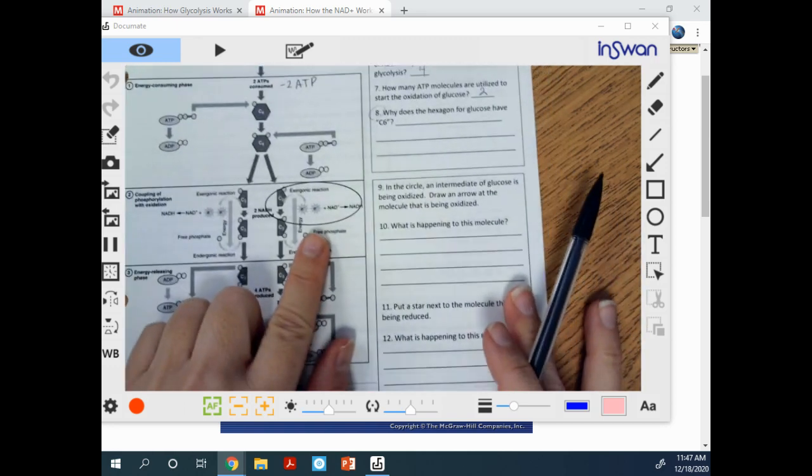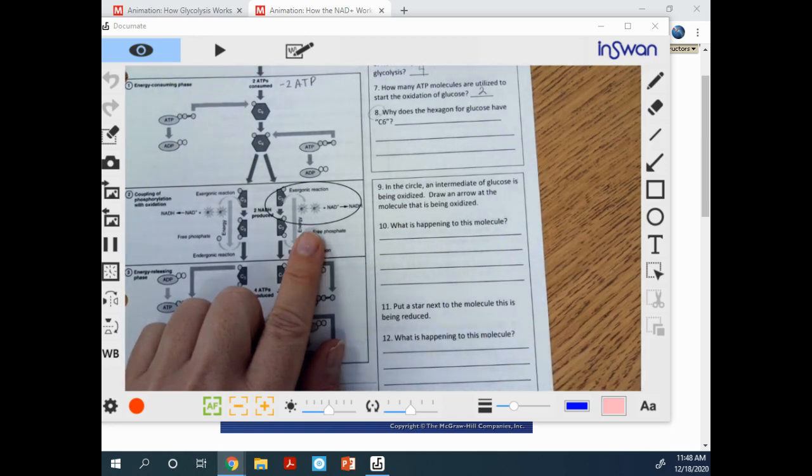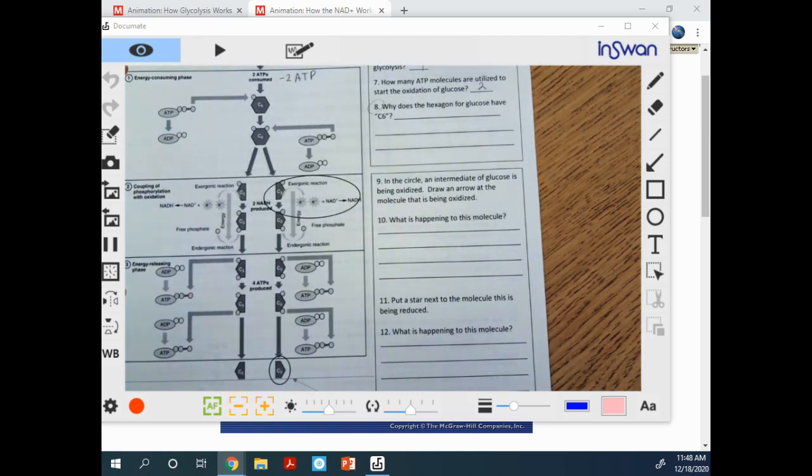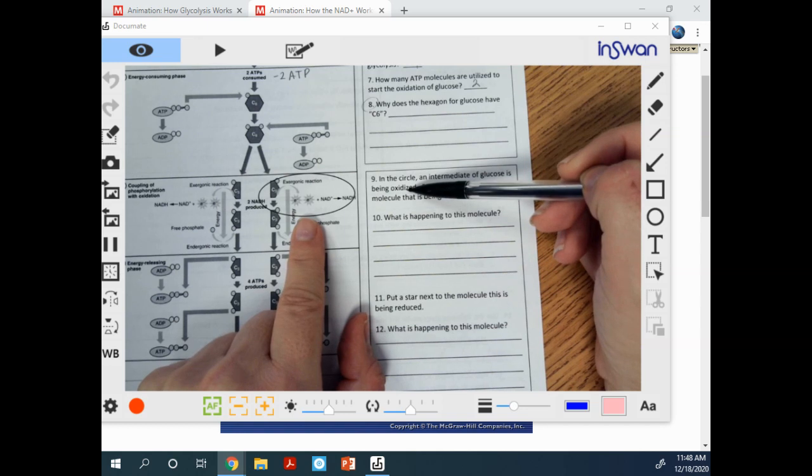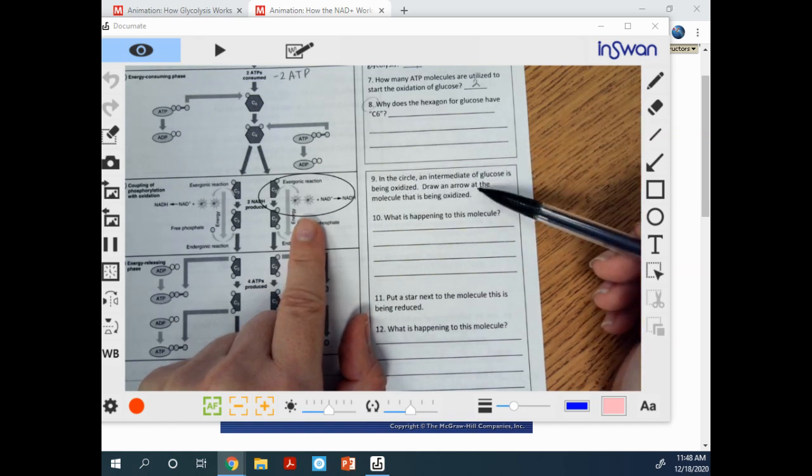Okay. So now we need to talk about the oxidation reduction stuff. Get this down. Because again, another way I can describe what's happening in respiration is I can say the making of ATP is a series of oxidation and reduction reactions, which means from glucose, we're going to oxidize it a lot. We're going to take this one off, this one off, this one off, and we just do it step by step. Okay, so number 9 says, in the circle, an intermediate of glucose is being oxidized. Draw an arrow to the molecule that's getting oxidized. Let's see if you can do that.